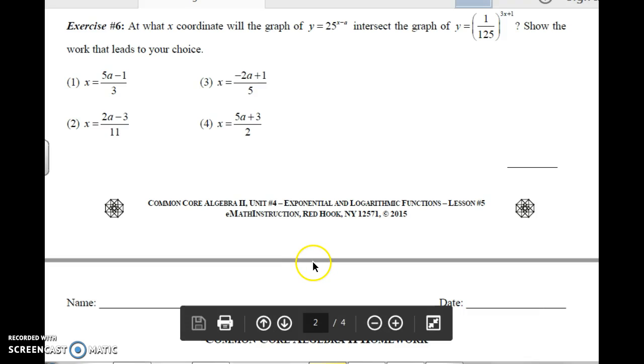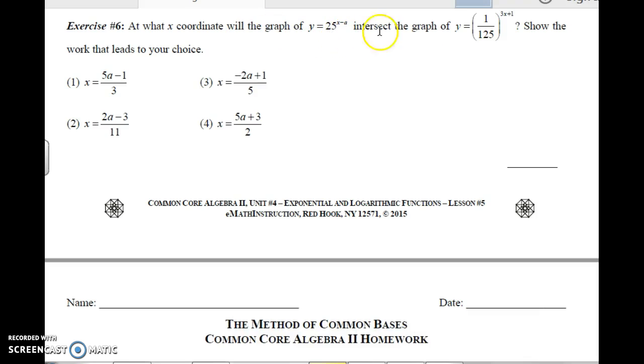All right, let's try another one. Actually, let's save exercise 6 for the next class. See if you can figure it out. At what x coordinate will the graph of y equals 25 to the x minus a intersect the graph of y equals 1 over 1/25 to the 3x plus 1? Show the work that leads to your choice. So see if you can work that out and see what x is going to equal. And we'll go over it the next class.